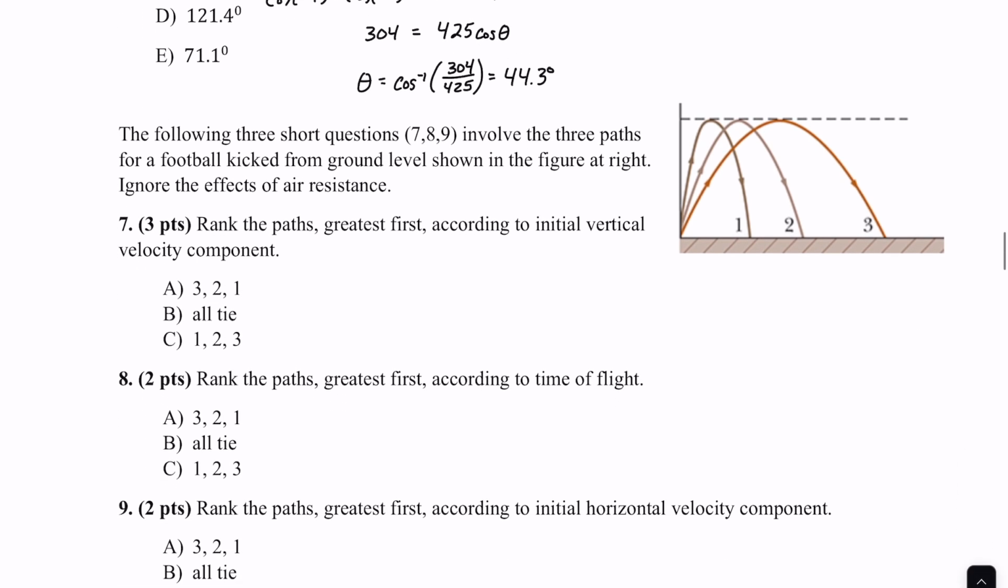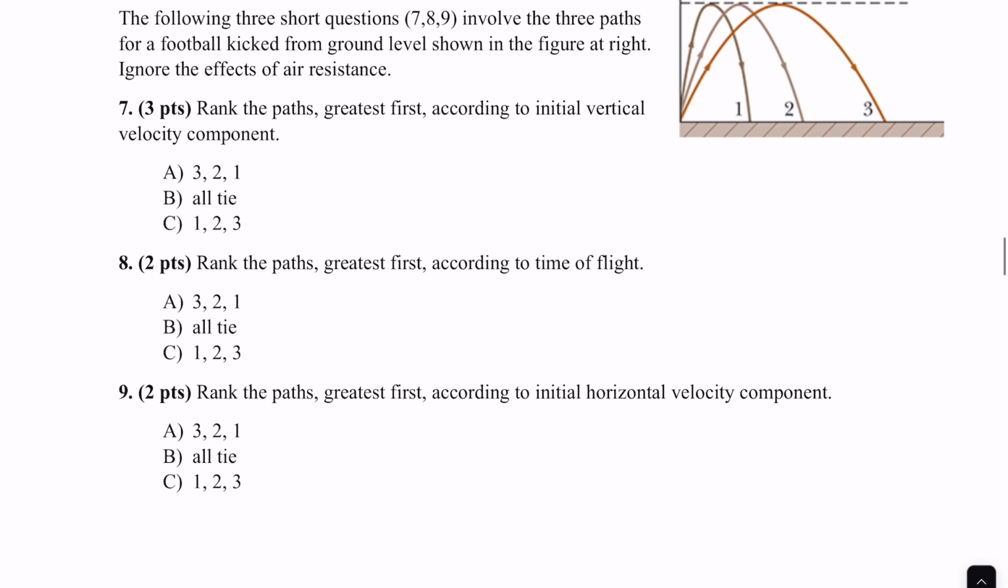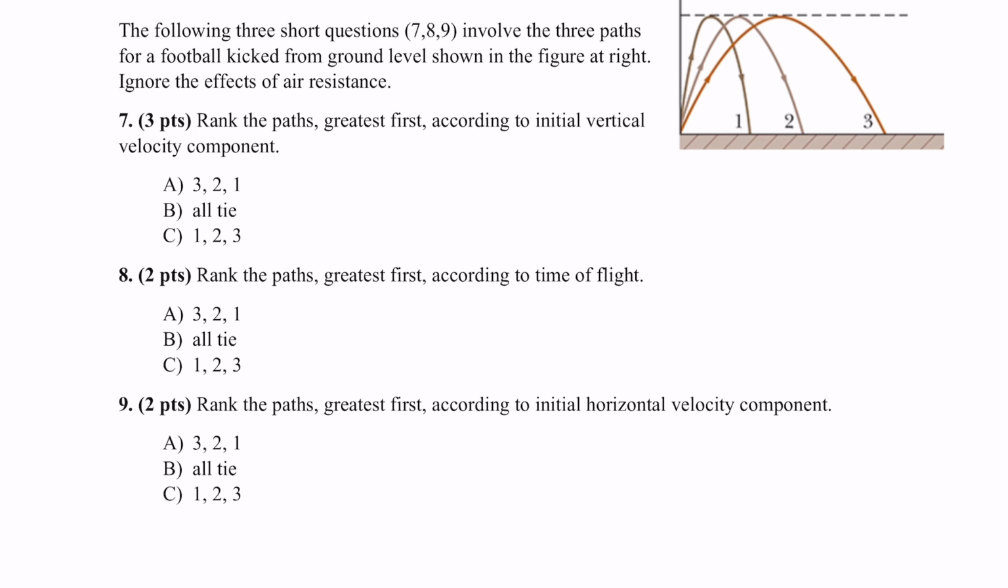The next three questions are conceptual questions based on the picture of the three trajectories shown. The first asks us to rank the three trajectories according to the initial vertical velocity component. We can see from the picture that all of the three objects start from the same initial height and all reach the same final height.